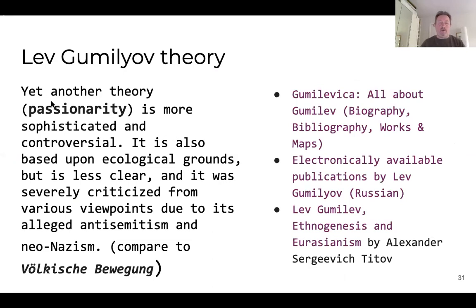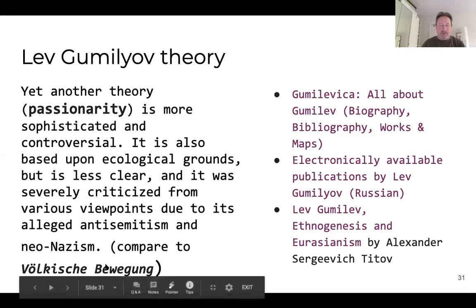Another Gumilov theory was passionality, which is more sophisticated and controversial. I do not understand it. It is also based upon ecological grounds, but is less clear, and it was severely criticized from various viewpoints due to its alleged anti-Semitism and neo-Nazism. These are some works of Gumilov which you could read.